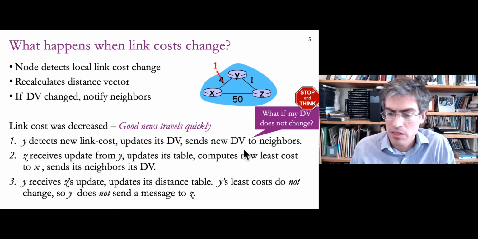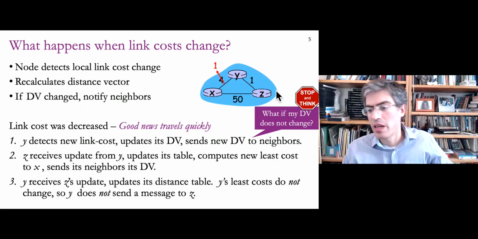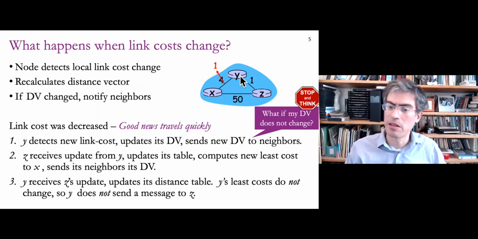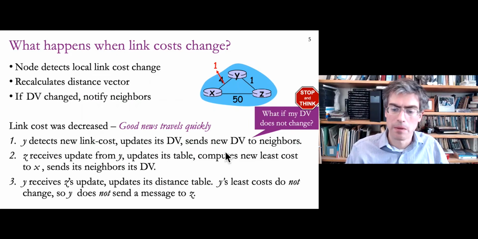I'm asking you now to stop and think about when the link changes and you recalculate. If you're connected to that link, you have to recalculate your own distance vector. If your distance vector does not change, should you send your new distance vector to your neighbors? Should you send your distance vector to your neighbors?